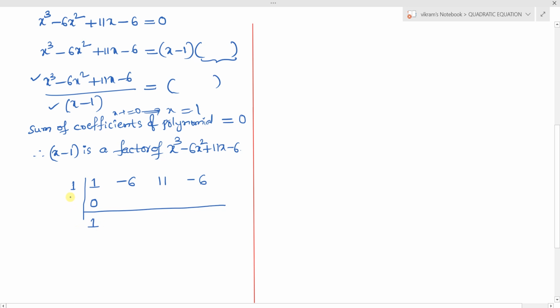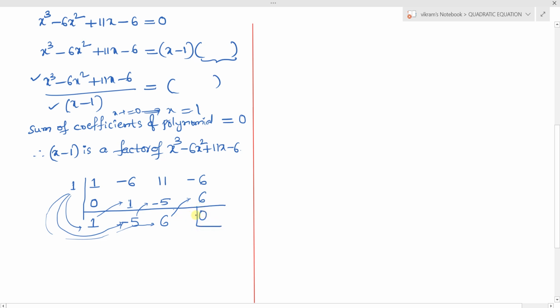Now multiply 1 and 1, then write the result in the next column, 1. Then we get the sum as minus 5, minus 6 plus 1. Again multiply 1 and minus 5 and write this in the next column, and we get the sum as 6. After adding the 6, again multiply 1 with 6 and write this in the next column. We will get plus 6. Now if we add, we will get 0.